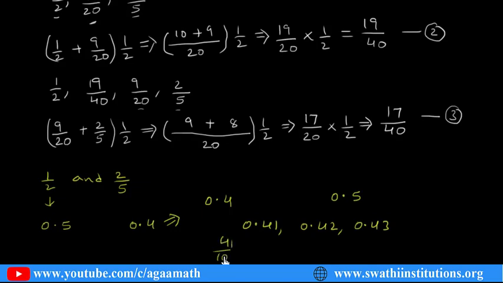So 41 by 100, 42 by 100 and 43 by 100, these are the 3 rational numbers that lie between 1 by 2 and 2 by 5. This is also a very easy method. Here you should be good with decimals. So this is the second method to be followed, and the one before is the basic method. Whenever you want to insert, it's your wish what method you follow.